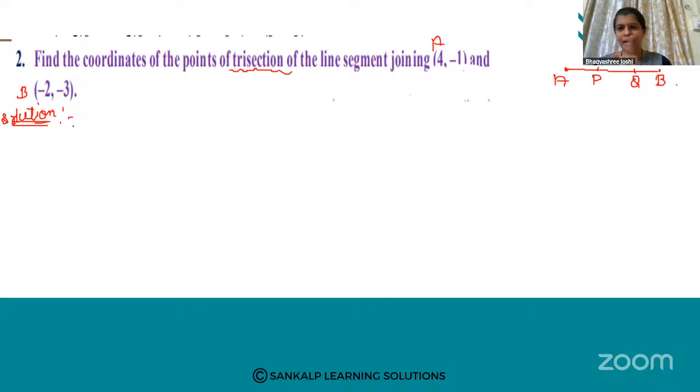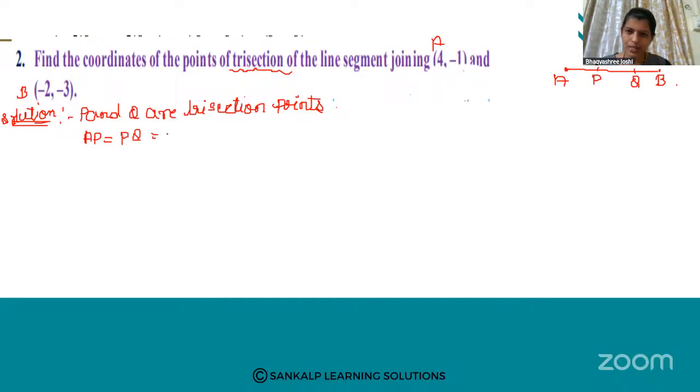Here, P and Q are trisection points, right? Trisection points here. Now, trisection means what? AP is equal to PQ is equal to QB. This is trisection. Next, what will we do?